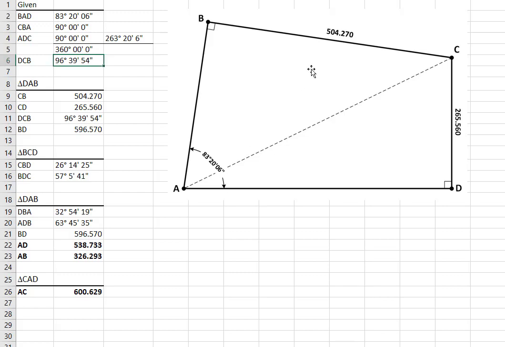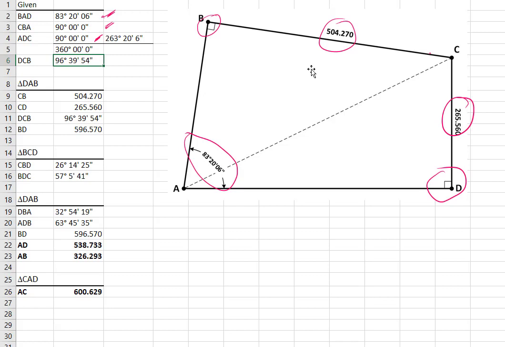This is an example of law of sines and law of cosines. What are we given here? There is a polygon, and we are given one side, two sides. Then we have an angle here, knowing that angle D and angle B are 90 degrees. So these are the given angles.